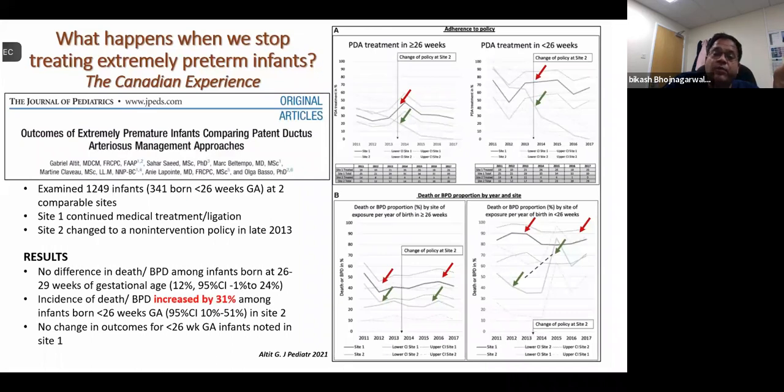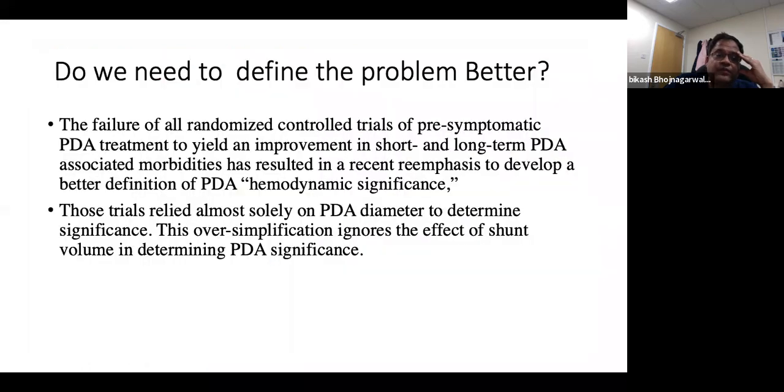And what happens when you stop treatment? From the Canadian experience as well as the American experience, we have seen that though there's not much difference in babies more than 26 weeks of gestation in terms of BPD and mortality, in the cohort of babies where they stopped treatment, the babies who were less than 26 weeks of gestation had a significant increase in BPD and mortality. So when we stop treatment, particularly in babies less than 26 weeks of gestation, we do get in trouble, and we have seen strong associations with them.